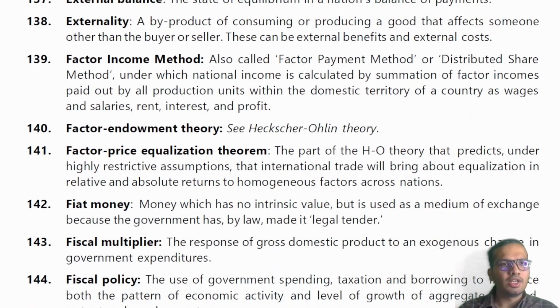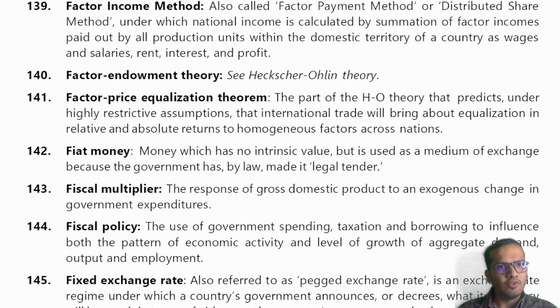Then comes number 139, factor income method, also called as factor payment method or distributed share method, under which national income is calculated by summation of factors income paid out by all production units within a domestic territory of a country as wages and salary, rent, interest and profit.